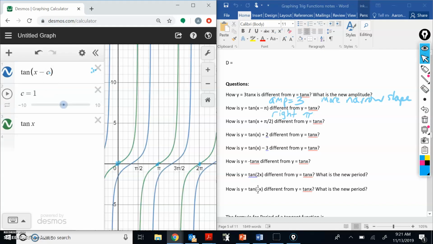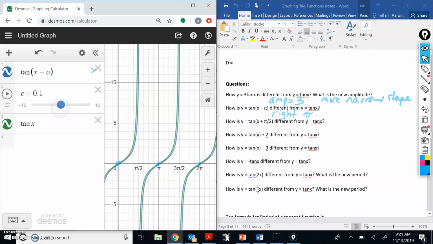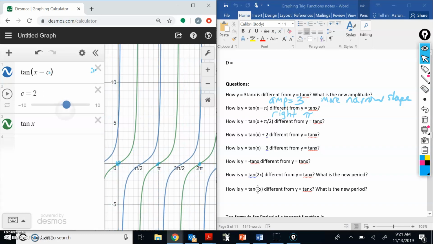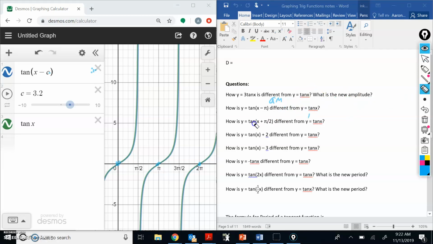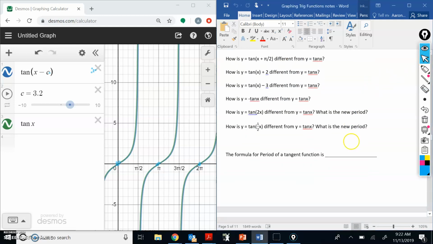Let's see if I can try. Let's add my slider C. So normally C is 0, but then if I move it to pi, which is 3.14, it's going to overlap and get to almost exactly on the other graph. And that's why you can't really see the difference on Desmos. Again, answer these questions. Tell me how the graph differs, whether it's reflected, moved up, down, left, right, how the period changes.